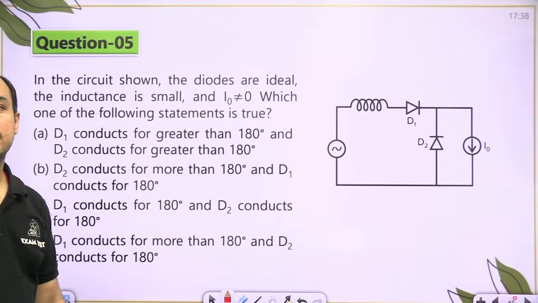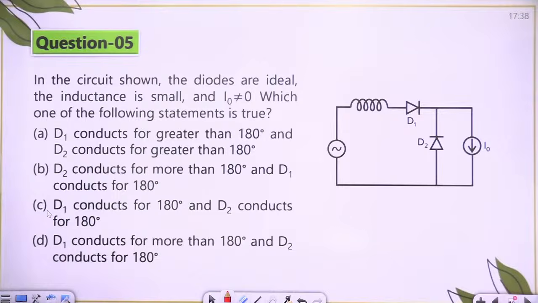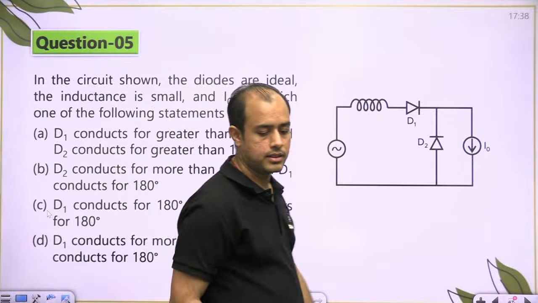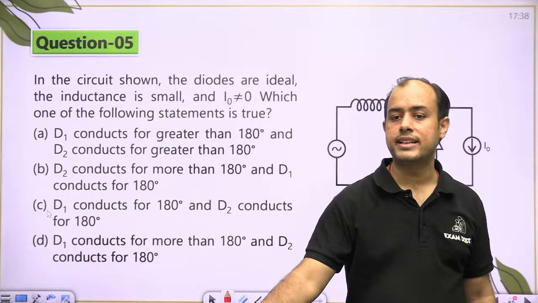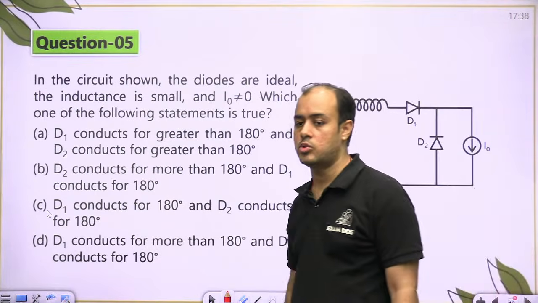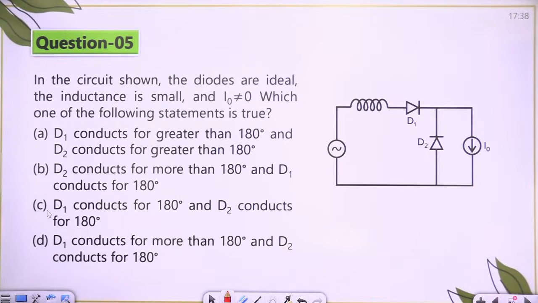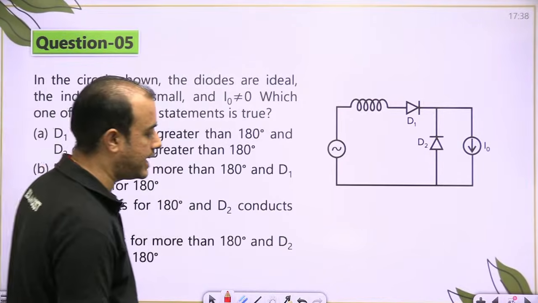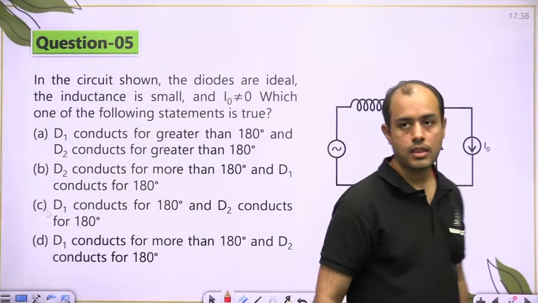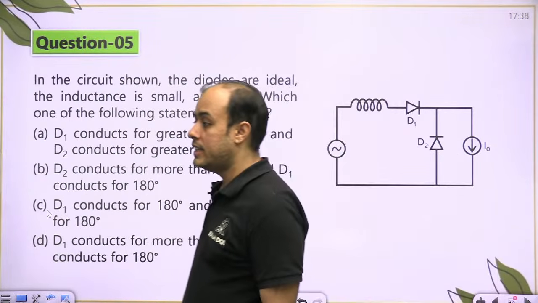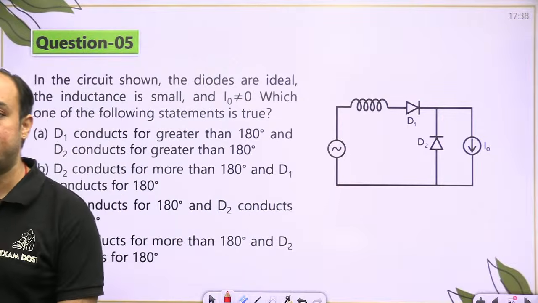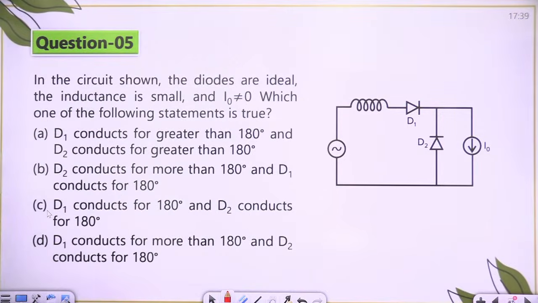Next, देखिए. This is a question based on the source inductance. Now, because you guys are revising power electronics, I expect you guys to answer. This is a question based on source inductance. What will be the conduction angle of D1 and D2? देखो, ideally तो they should conduct for 180 degree. D1 should conduct from 0 to 180 and D2 should conduct from 180 to 360 to maintain constant I naught.